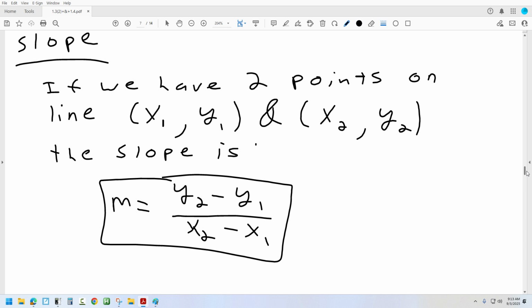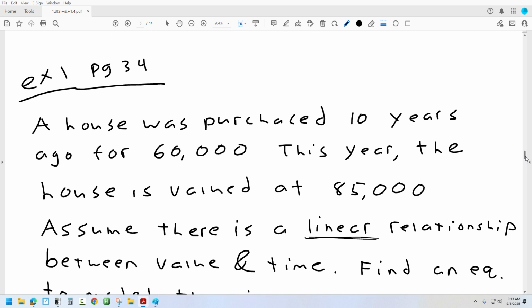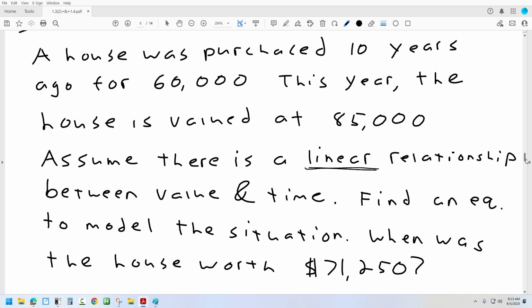Okay, so let's go back up to our problem and see if we can figure out some coordinates. First thing is, what is the independent variable here? Yeah, Marcelo? Yeah, the time, right. So the year, how many years have gone by, the time, that's the independent. And what's the dependent variable? Yeah. The price of the house. The price of the house, the value of the house.